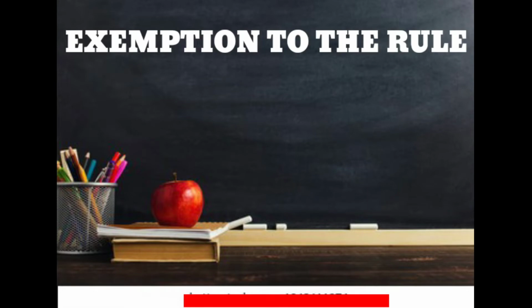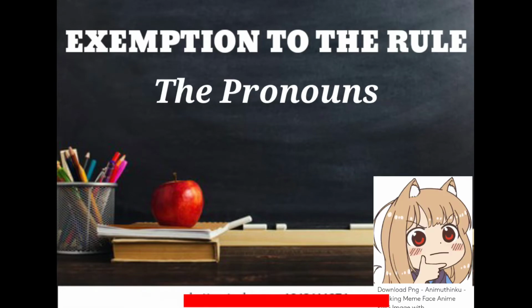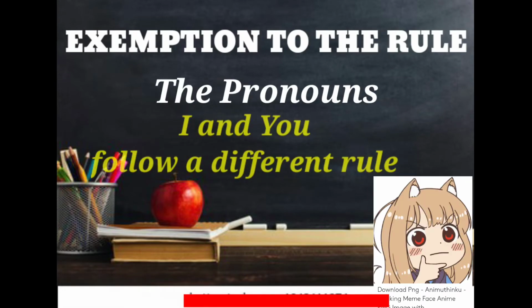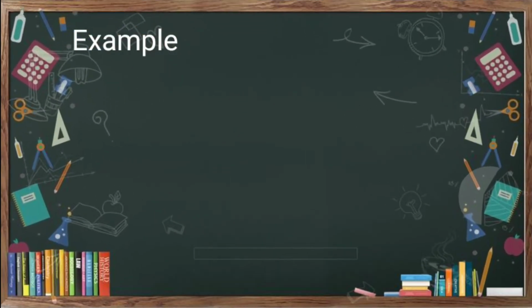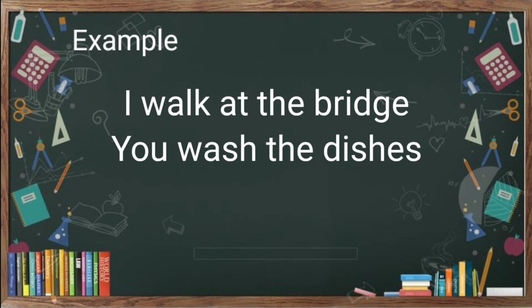But there are exemptions in this rule. The pronouns I and you follow a different rule. Example, I walk at the bridge, you wash the dishes. The subjects in the given sentences, I and you, are both singular. However, the pronouns I and you are always paired with the plural action verbs.